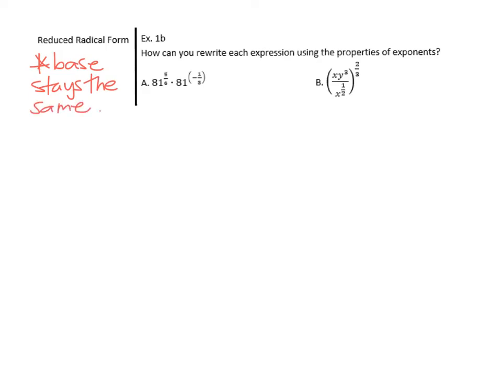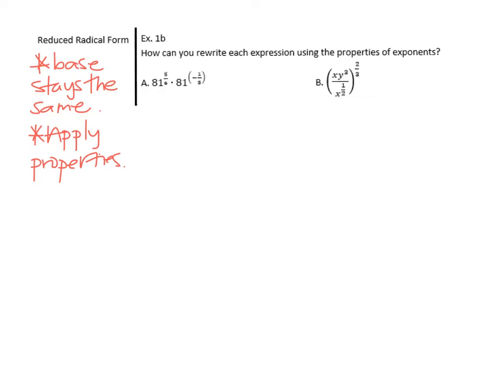Okay, base stays the same, and then you're just going to apply your properties of exponents. And you always want to simplify as far as you can. It says, how can you rewrite each expression using the properties of exponents? We have 81 to the 5/6 power times 81 to the negative 1/3 power.